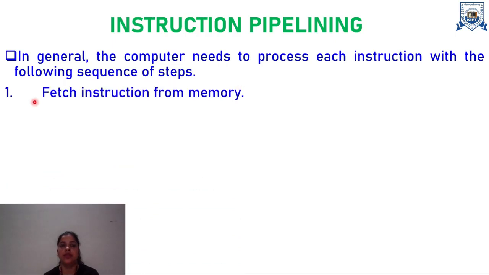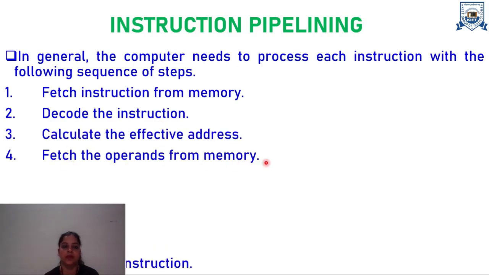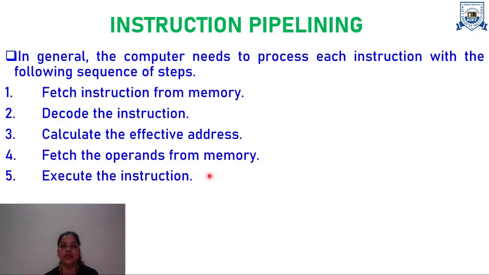First, we need to fetch the instruction from the memory. Second, after fetching, the instruction needs to be decoded. Calculation of the effective address needs to take place, after which we need to fetch the operands from the memory, and then the execution of the instruction takes place, and at last we store the result into the proper place.